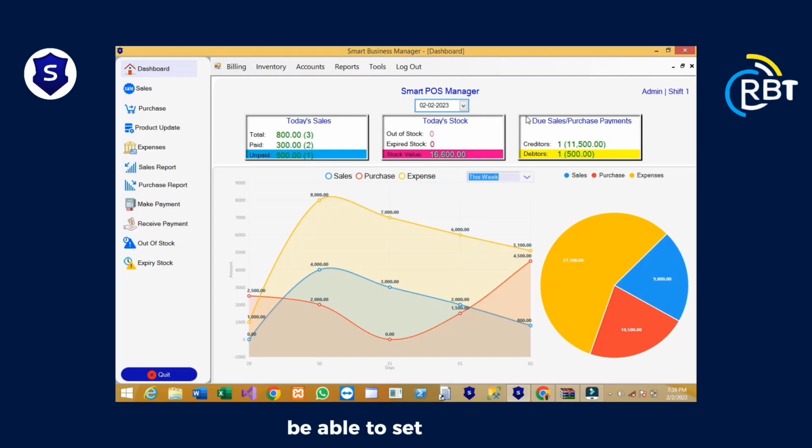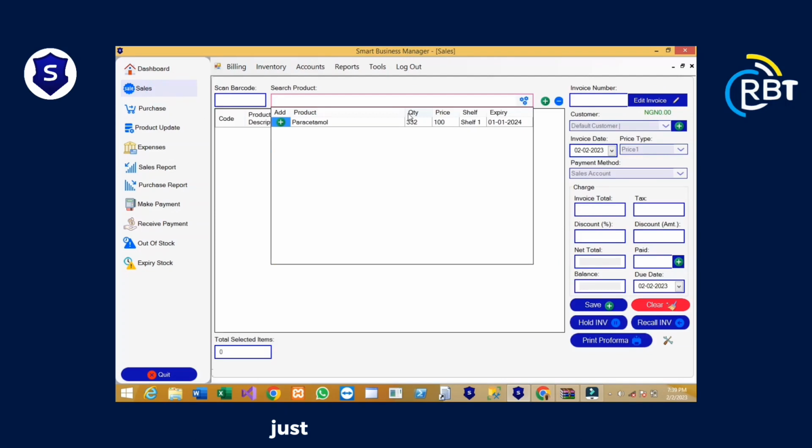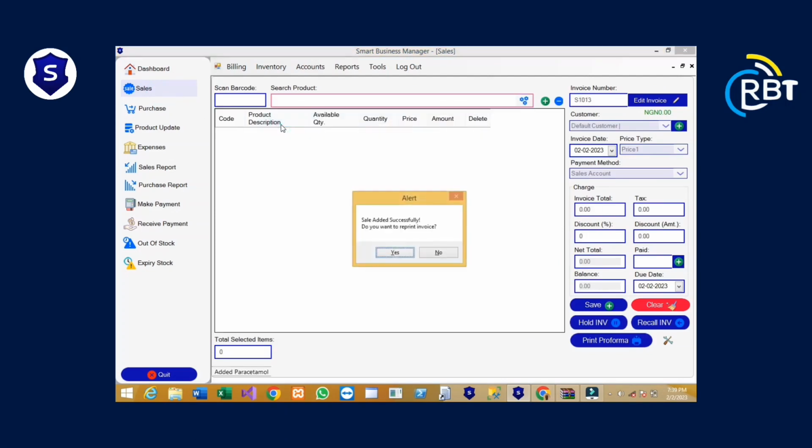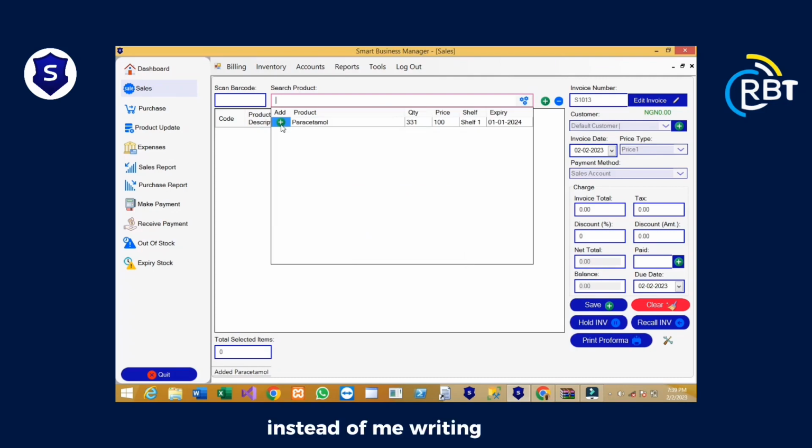You'll be able to set up all that to help you make such sales. An example of making sales is just once you click this button, you see I just make a sale. Very simple. So instead of me writing this item and writing the name of all of that, it's going to help you to do that.